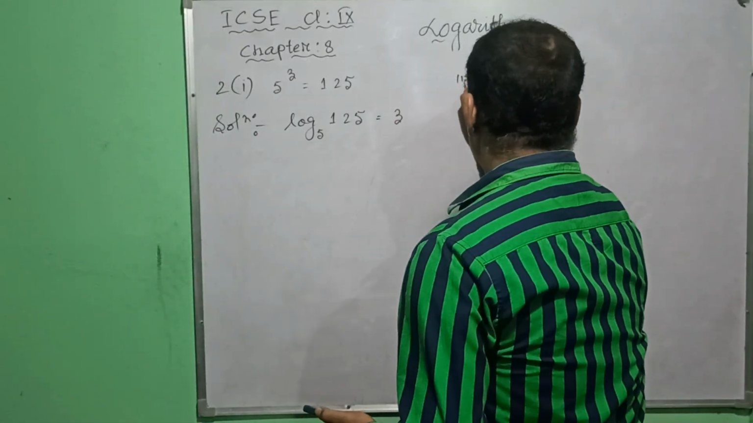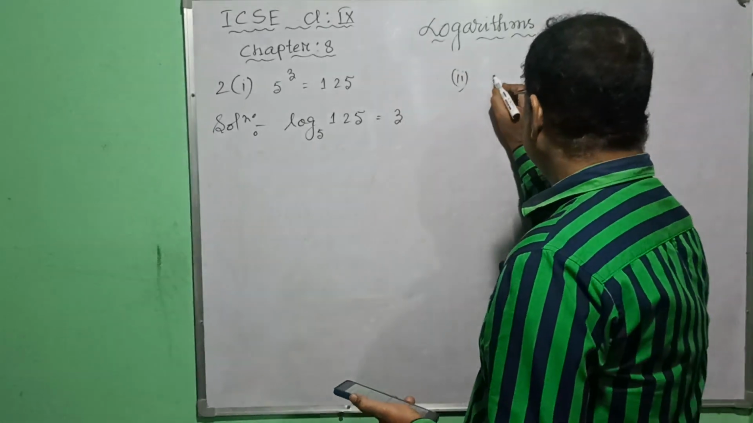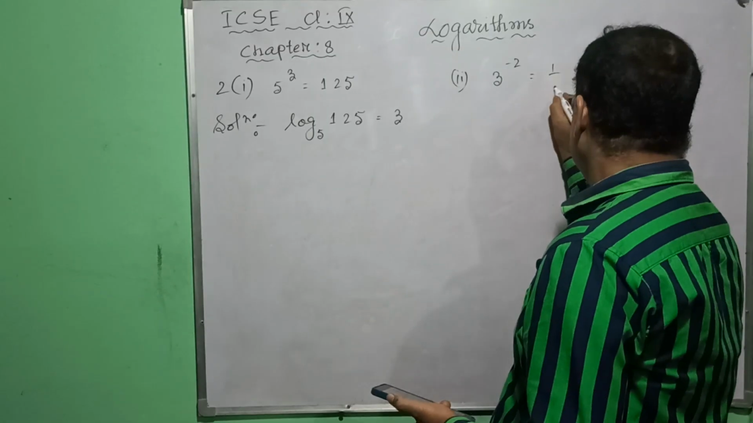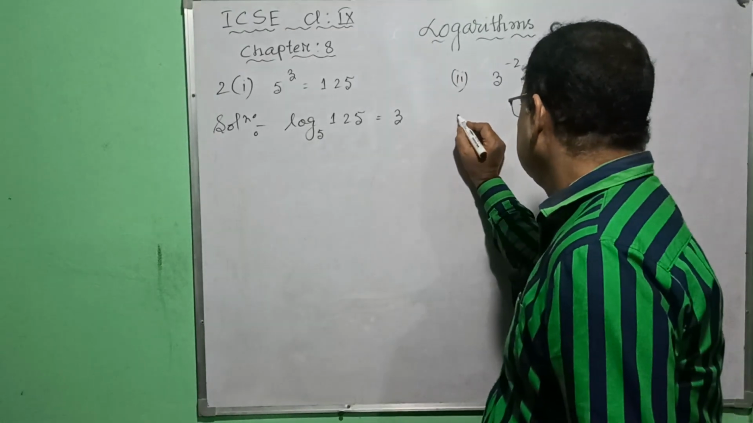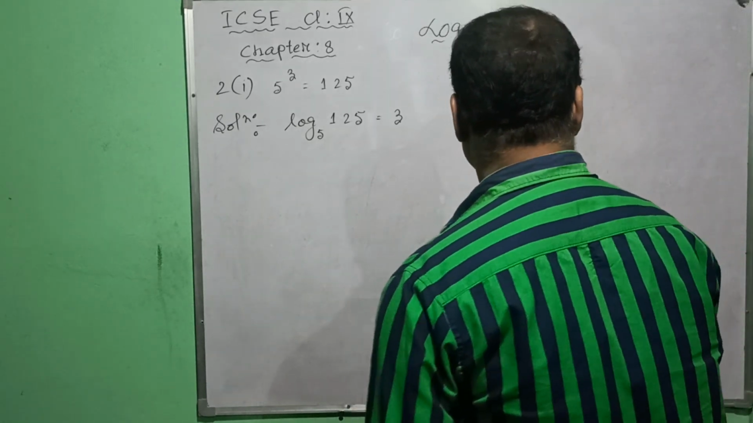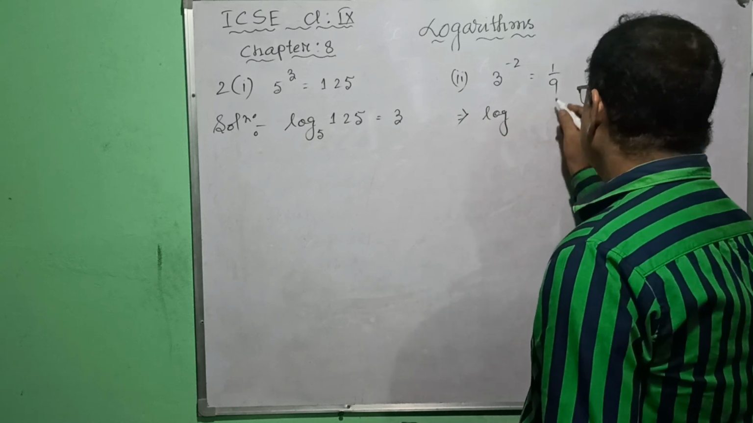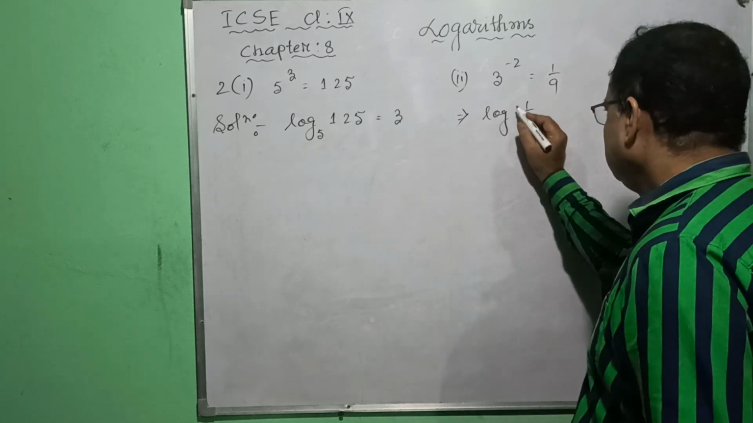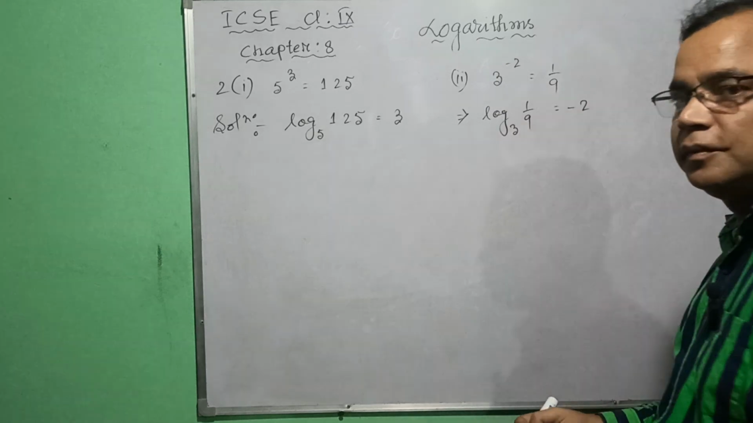Then in number 2, it is given 3 to the power minus 2 equal to 1 by 9. So we can write, this implies, log 1 by 9 base 3 equal to minus 2.